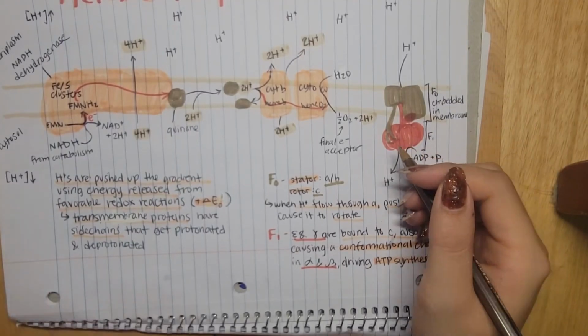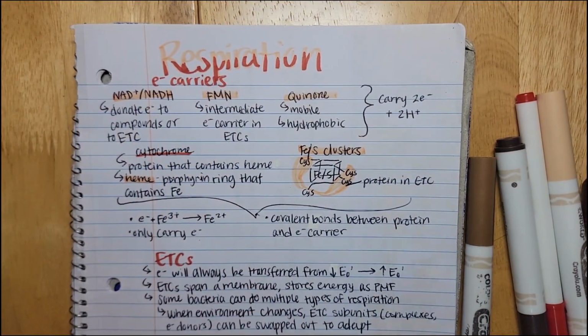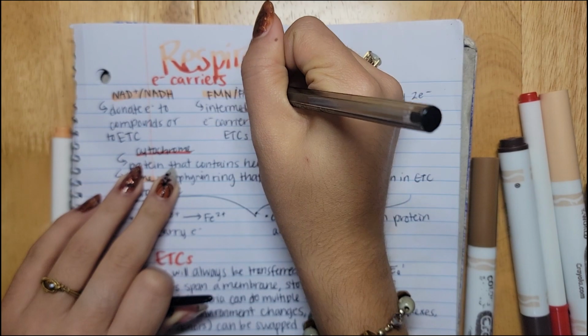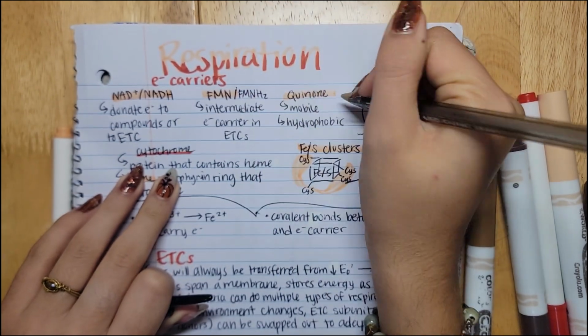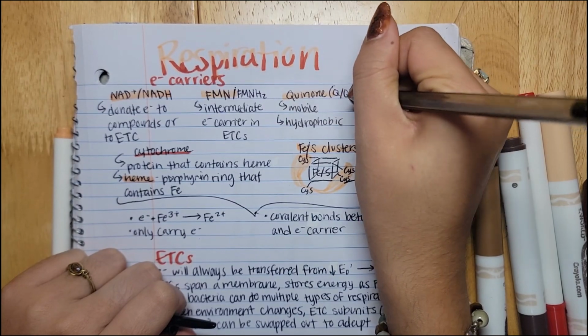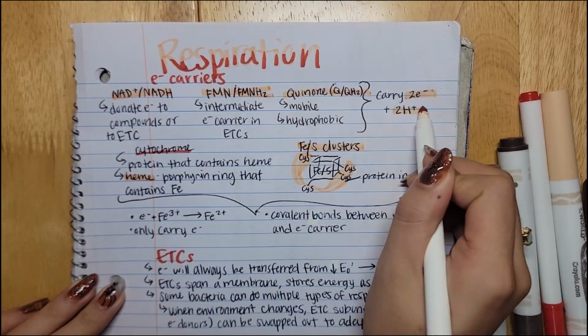So, all right, let's do a review. These are our electron carriers. We have NAD and NADH, and then I guess I never wrote it, but if you wanted to write the reduced form of FMN, it would be FMNH2, and then quinone, like you have Q, you can say Q versus QH2. So these three molecules all carry 2 electrons and 2 protons.